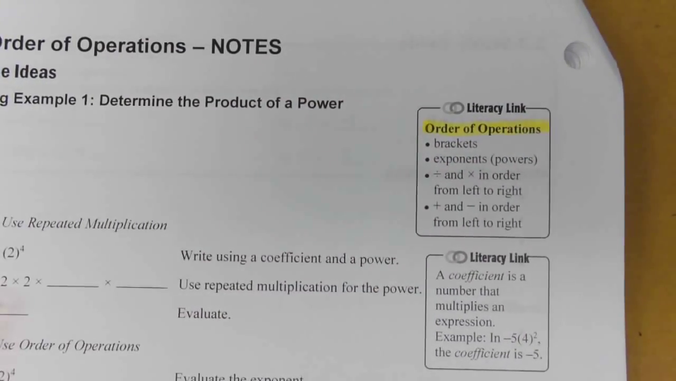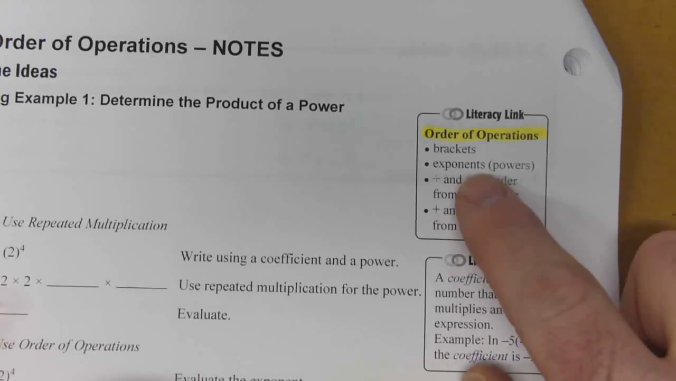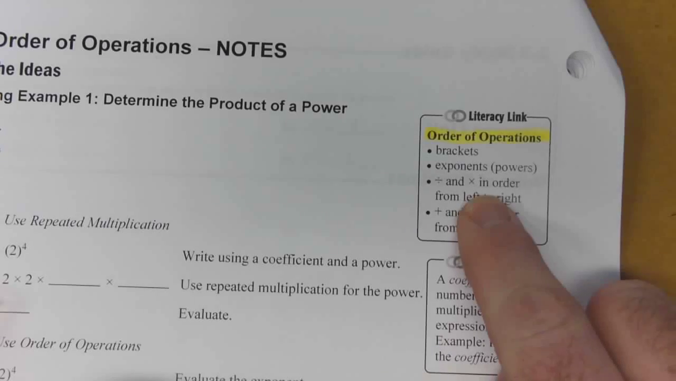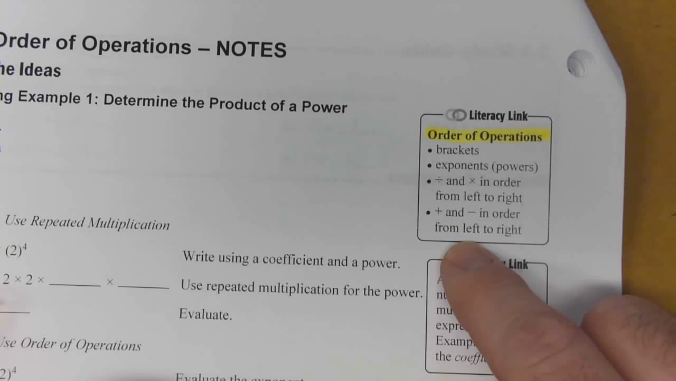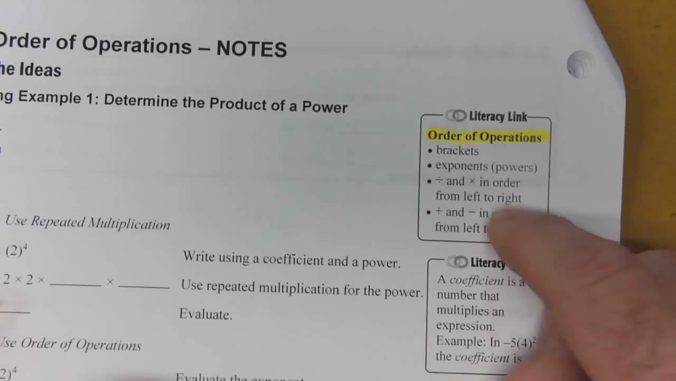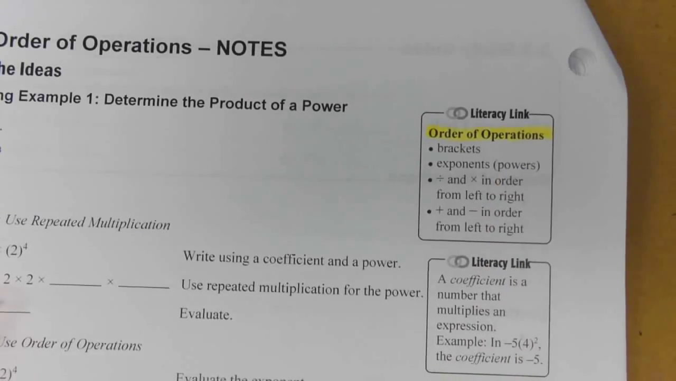So, BEDMAS is brackets first, then the exponents, which is what we're dealing with now. Then you do division and multiplication in order from left to right. And then we've got adding and subtracting in order from left to right. So that is review. It's just that we're adding the exponent piece into it now finally.